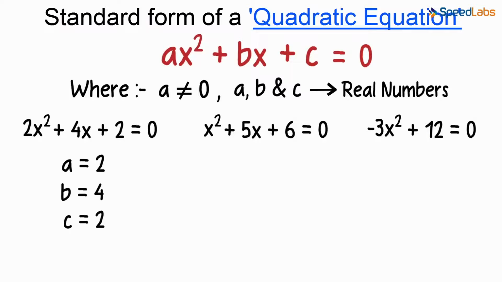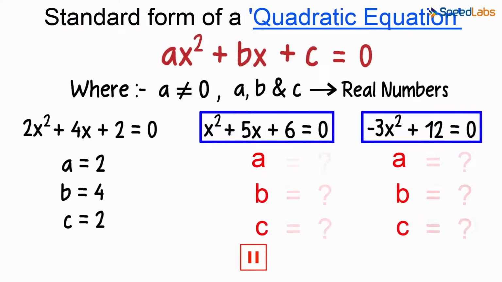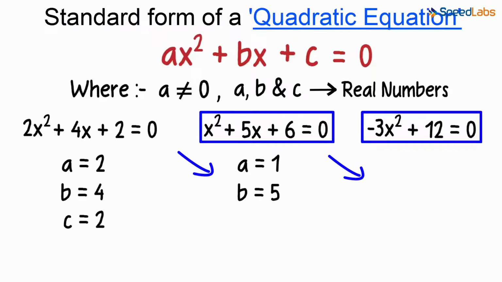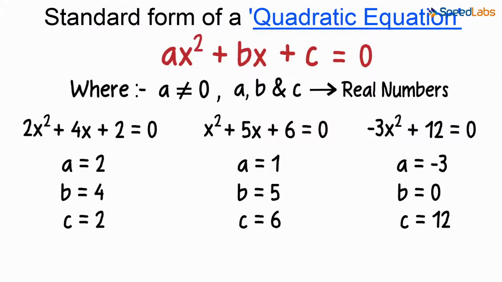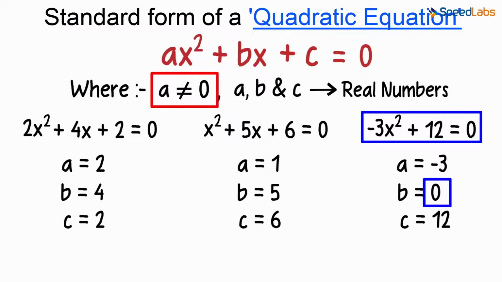Yes, you might not see the x with power 1 in this equation, but it still is a quadratic equation. That's because the degree of the polynomial on the left is still 2. Can you find the values of a, b and c in each of these cases? Here are the values. Notice that in the second case, the value of coefficient of x is 0. And that's not a problem at all. The important condition is that a must not be equal to 0.